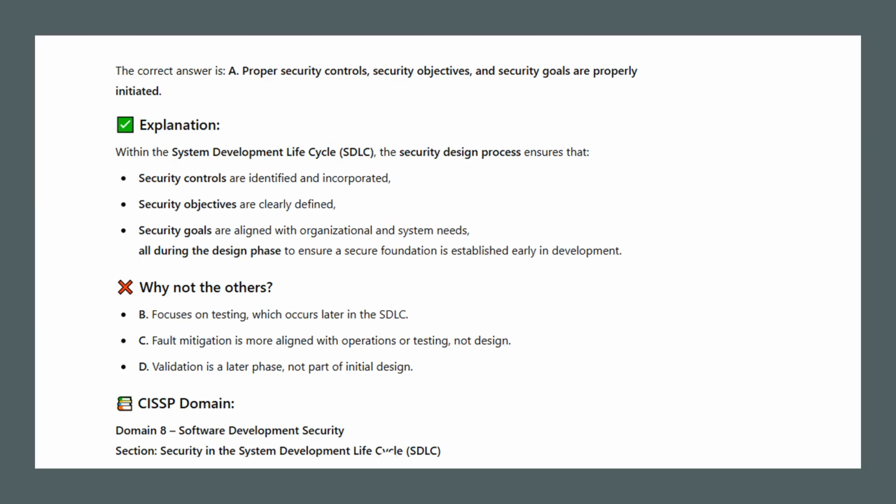The correct answer to this question is A, security controls, security objectives, and security goals are properly initiated. Within the System Development Lifecycle, or SDLC, the security design process ensures that 1, security controls are identified and incorporated, 2, security objectives are clearly defined, and 3, security goals are aligned with organizational and system needs, all during the design phase to ensure a secure foundation is established early in the development.